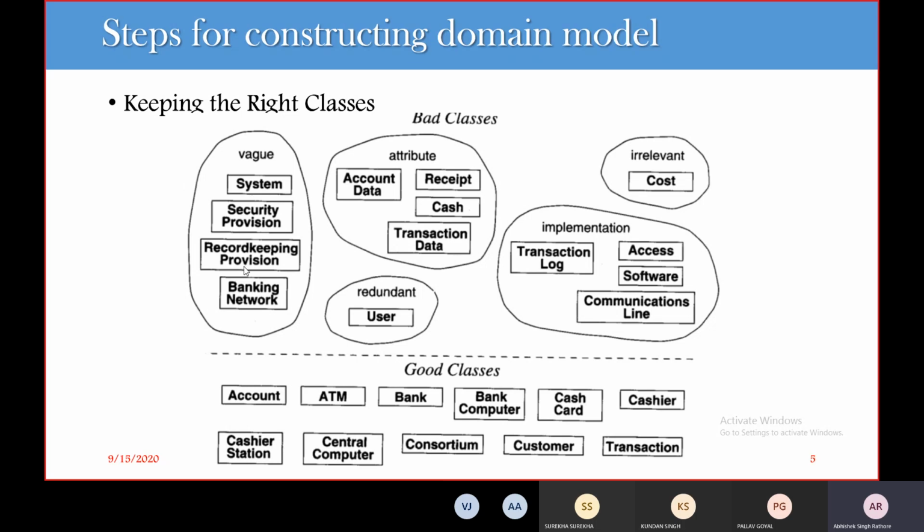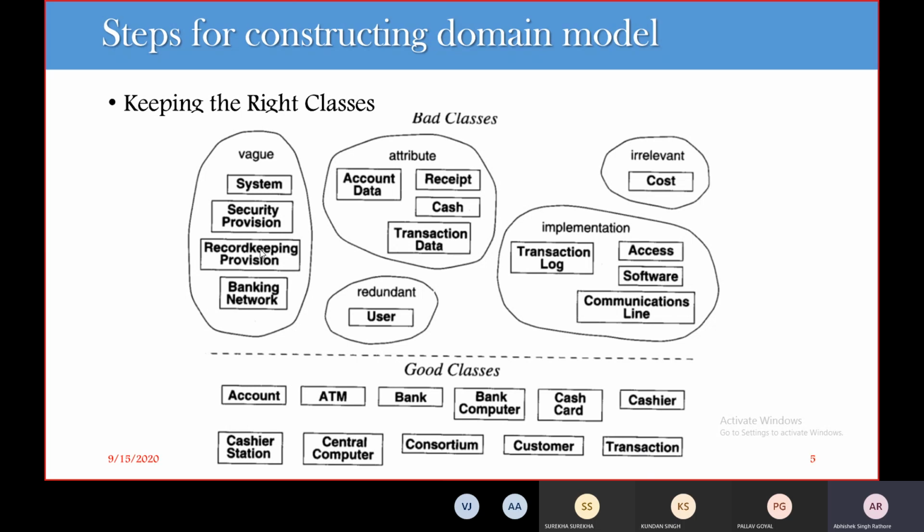Then we have some vague classes. What are vague classes? Our classes should be specific. When going from tentative classes, these classes should have well-defined boundaries. Vague classes do not have well-defined boundaries, or they are too broad for the scope of our example. Consider record keeping: this is vague because we have transaction classes, and each transaction contains records, so this is considered a vague class.